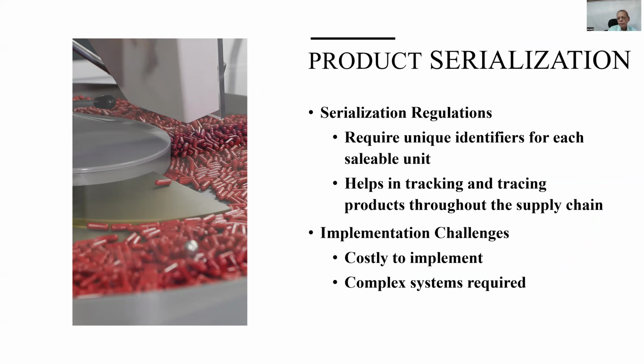This leads to product serialization. Serialization regulations are already there, and this requires unique identifiers for each sellable unit, that is, each product unit. It could be a tablet, a vial, an ointment, injectables and all that. And that has a unique product and batch number, and that serialization is really required so that, through the data, it should help in tracking and tracing the product throughout the complete digital supply chain.